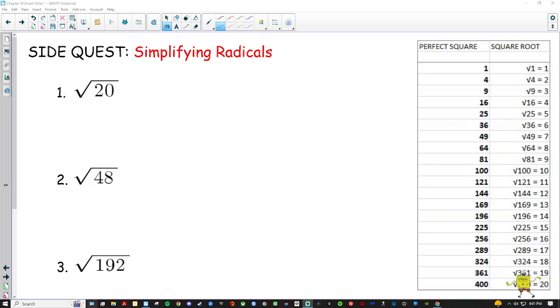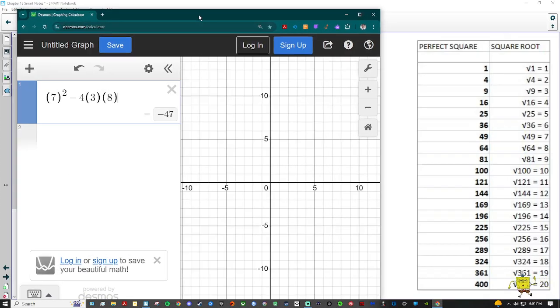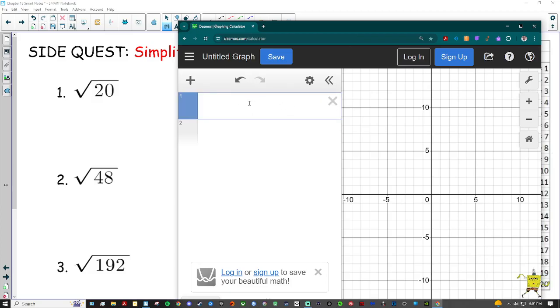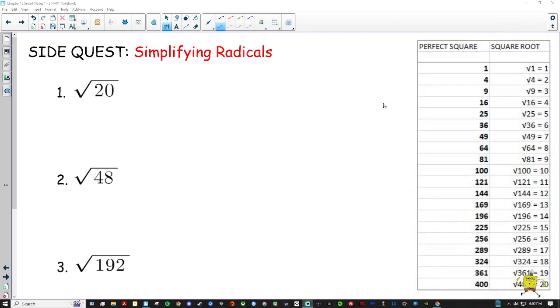Now the first thing you'll notice, if I pull up Desmos and type in the square root of 20, you'll notice I get this gross nasty decimal, and we can't have an irrational number, a decimal that goes on and on forever. So I need to simplify this. So the best way to simplify is to figure out what we can split the square root of 20 into.